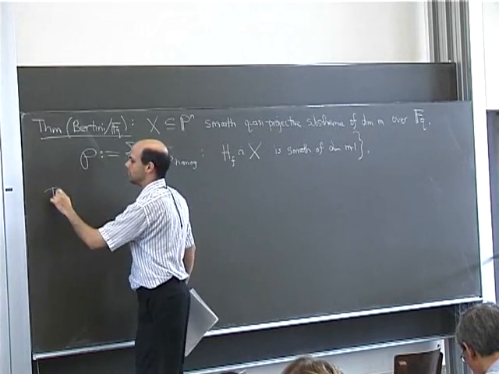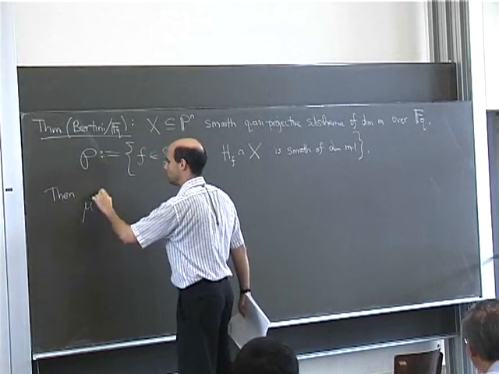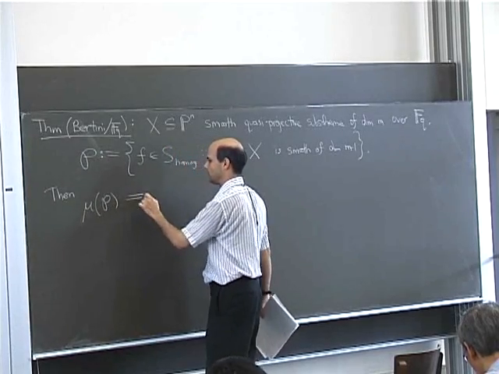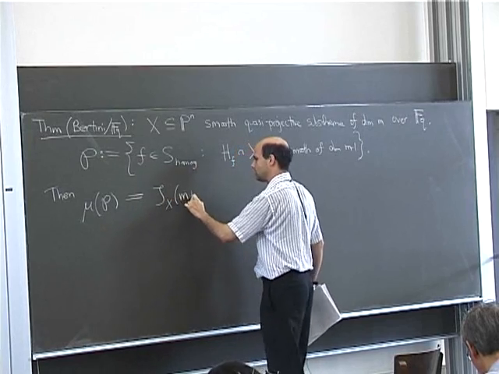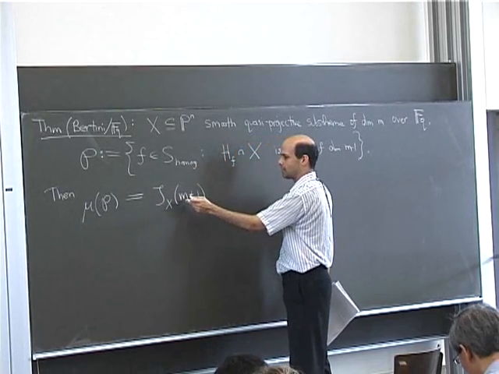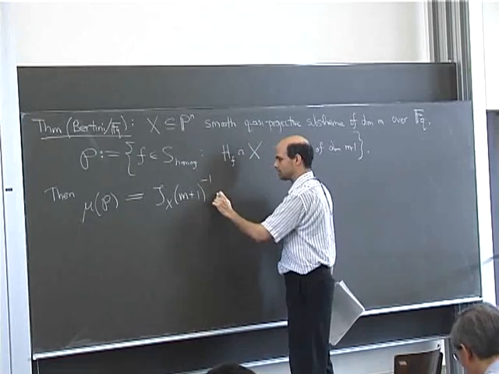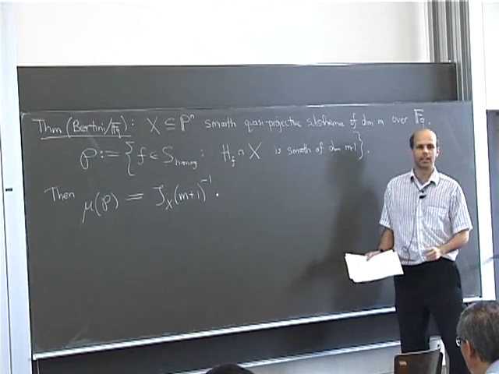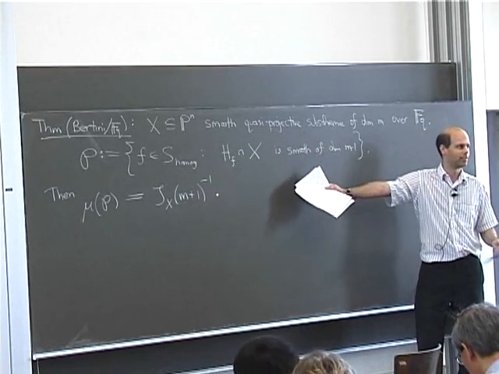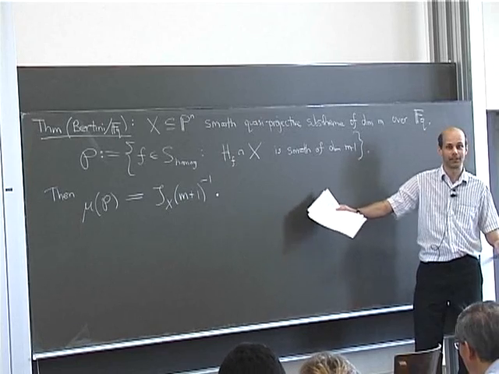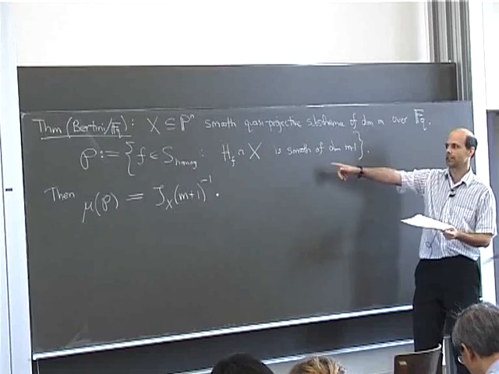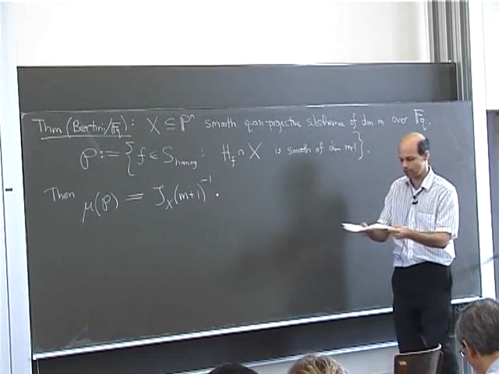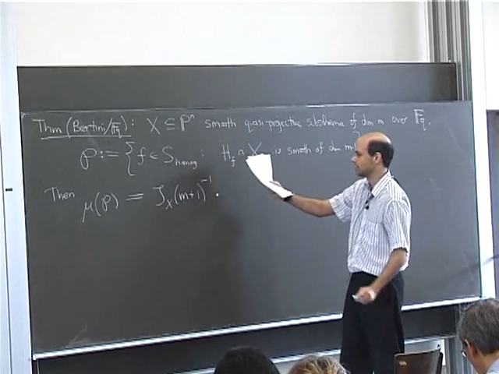So then the conclusion is that the density is the zeta function of X evaluated at the dimension of X plus 1, inverse. So in particular, this is a positive number. So this proves that in particular there exist good hypersurfaces. In fact, it also shows that for all sufficiently large degrees, good hypersurfaces exist.